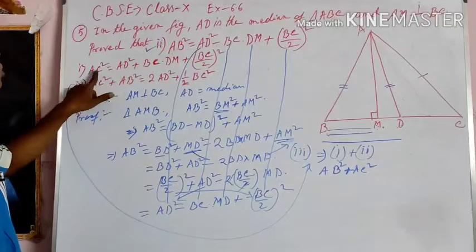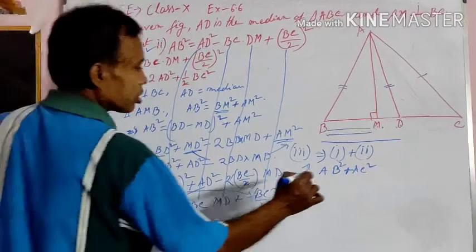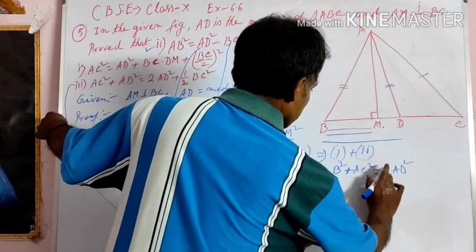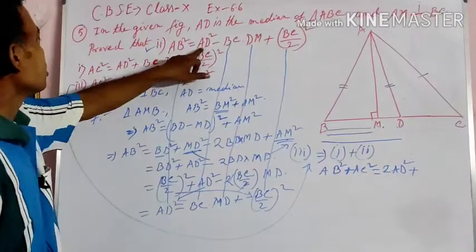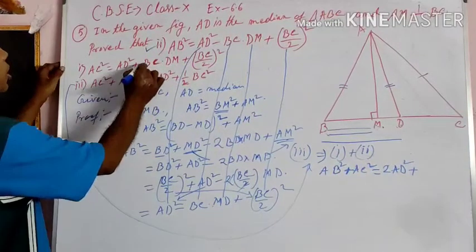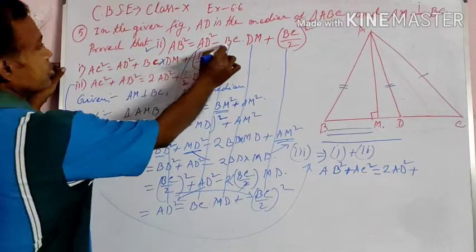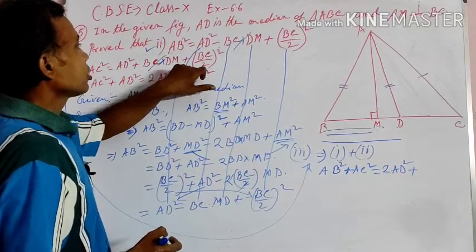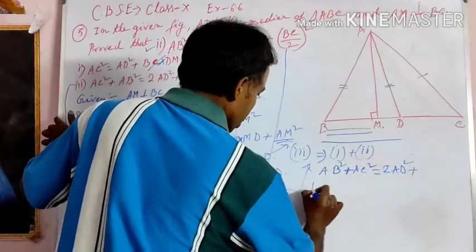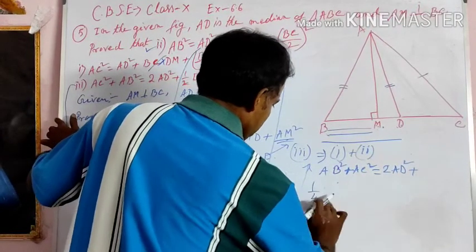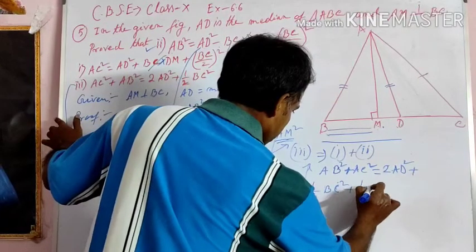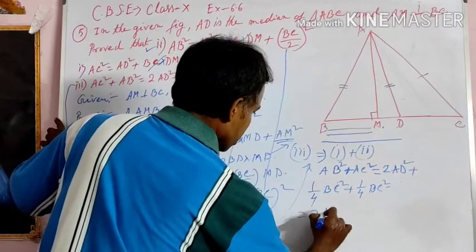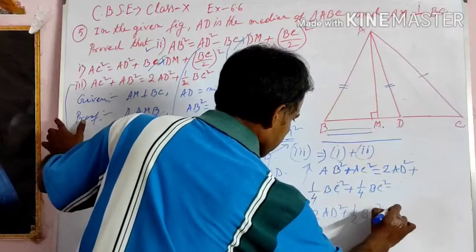On the right hand side we get twice AD square, and BC into DM with minus and plus cancelling out. Then (BC by 2) whole square means 1/4 BC square, plus 1/4 BC square, is equal to half BC square. So twice AD square plus half BC square.